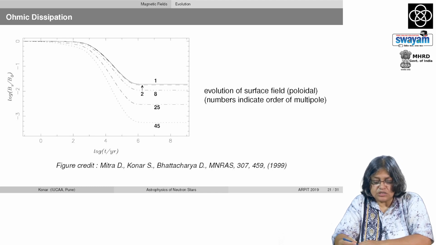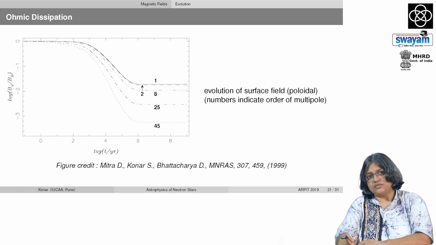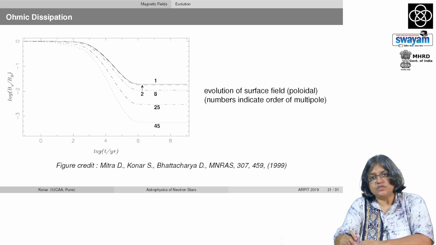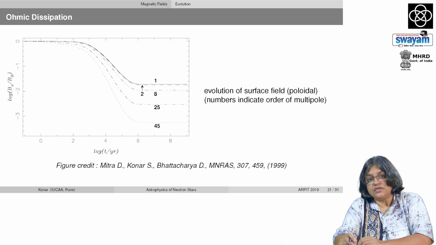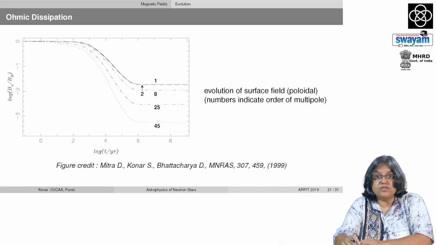As you can see, this is for multipole of 8th order, this is for 25th order, and this is for the 45th order. So, even if a neutron star begins with large multipolar component, we see that they would dissipate away very quickly. But we have said that multipolar components are required over long time scale, and there are also observational indications of such multipolar components. So, something else might be happening which we will discuss now.